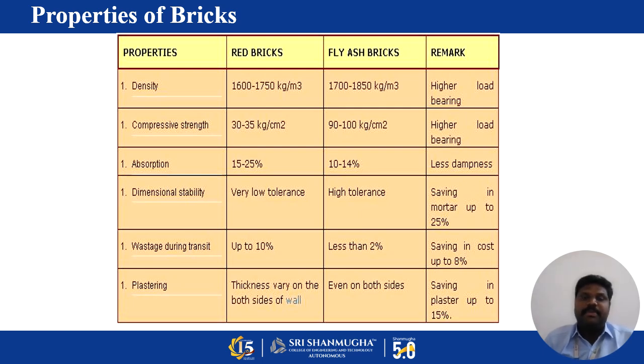Fly ash brick has less dampness. Dimensional stability: it has very high tolerance, saving mortar up to 25%. Wastage during transit is up to 10% for clay bricks, but less than 2% for fly ash, saving cost by 8%. Plastering thickness varies on both sides of the wall for clay bricks, but is even on both sides for fly ash, so plastering is reduced up to 15%.